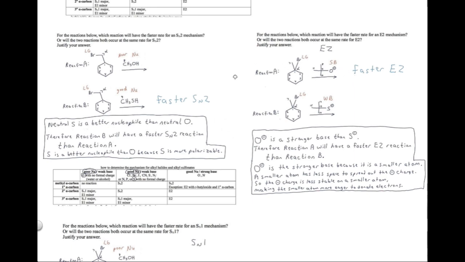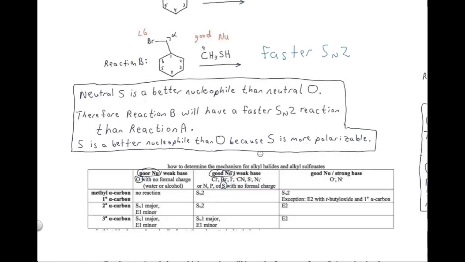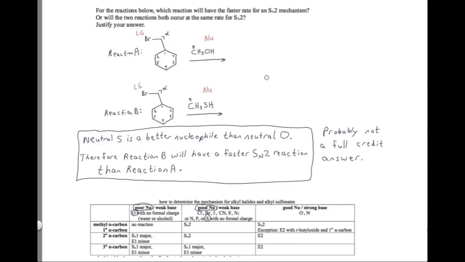So this is a good example of the need to switch gears. We had to switch gears a little bit when we shifted from this E2 problem, where we focused on base strength, to this SN2 problem, where we focused on nucleophile ability. If you have this table memorized, that can help you. The table tells us that neutral sulfur is a better nucleophile than neutral oxygen, but the table also reminds us that O- is a stronger base than S-.